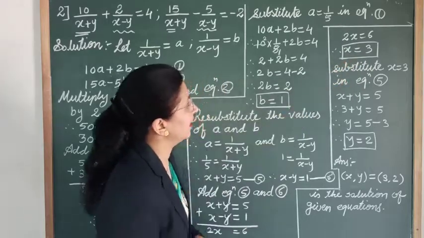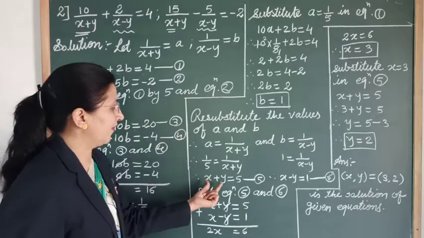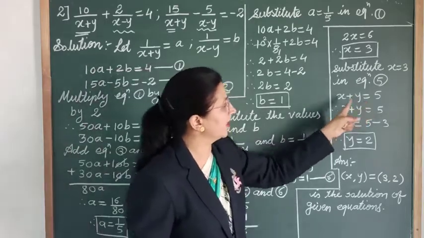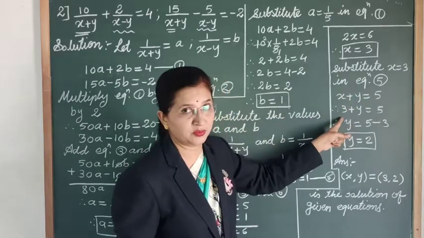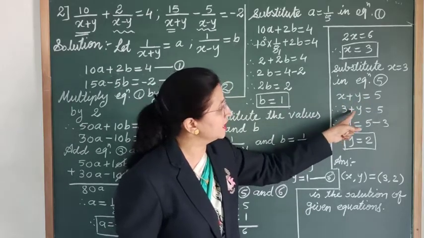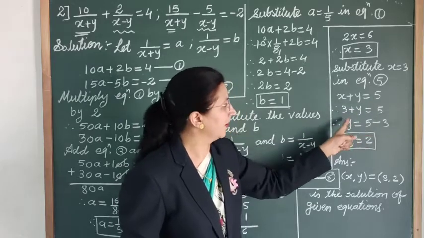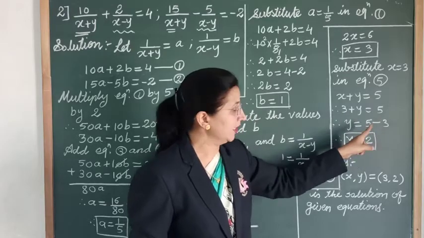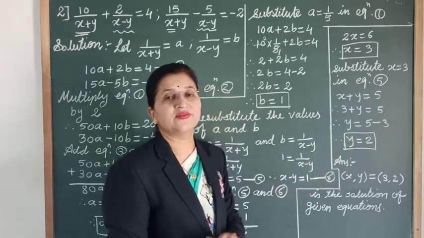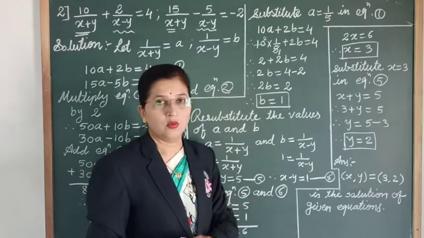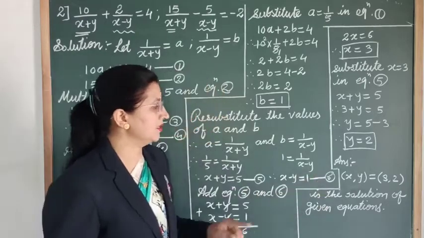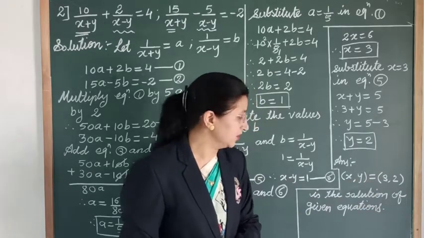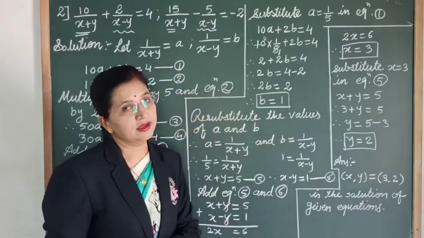Now let's put this value of x in equation number 5. What is our equation number 5? X plus y is equal to 5. So value of x we got 3. Let's put it as 3. 3 plus y is equal to 5. Okay, therefore y is equal to 5 minus 3. Okay, that is y is equal to 2. So in this way we got the value of x and y. Okay, let's write down the last answer. Therefore x and y is equal to 3 and 2. This is the solution of the given equations.